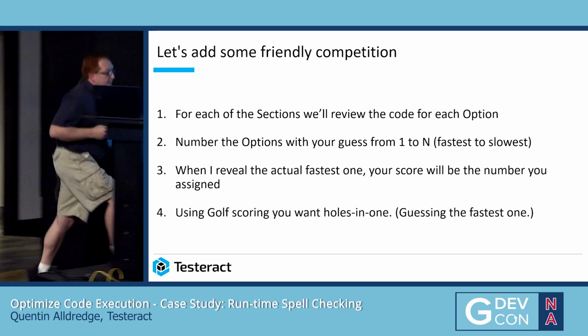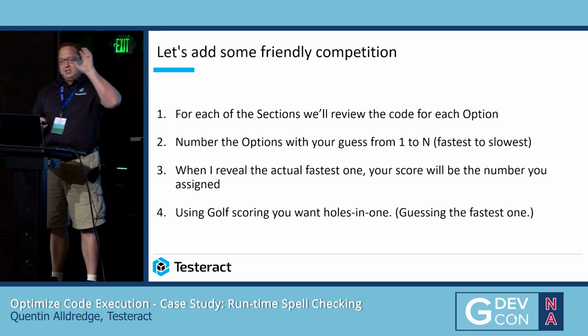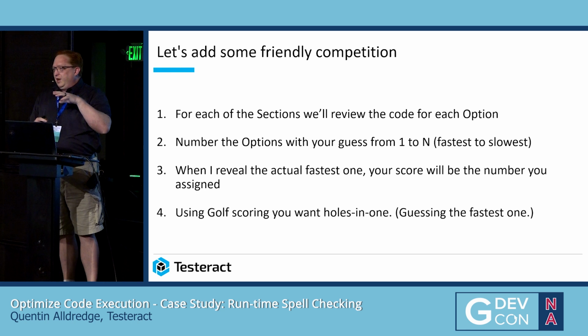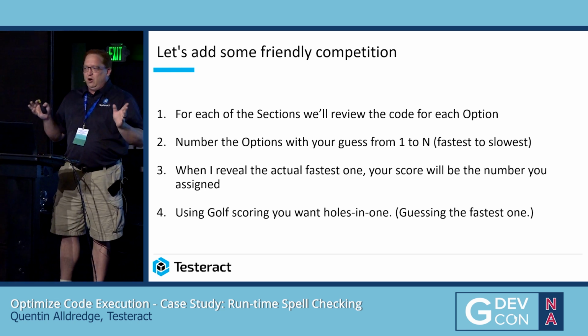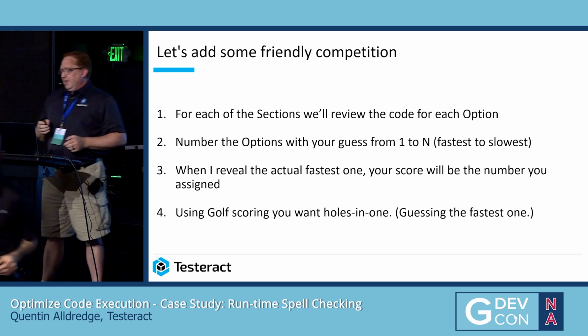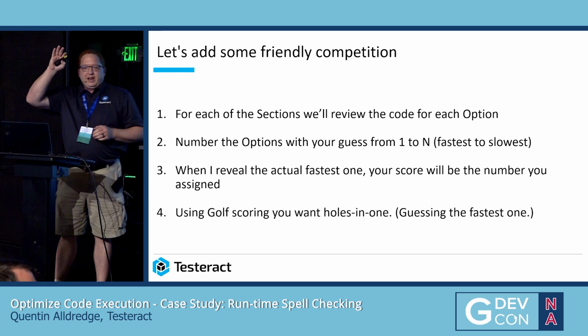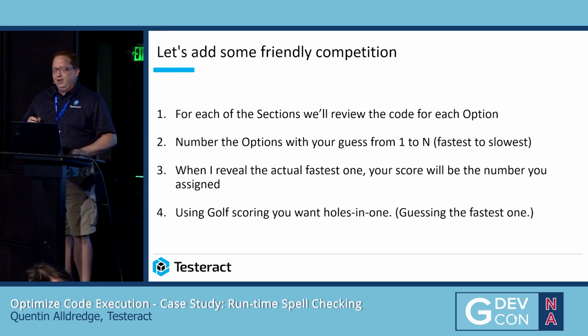So here's how the scoring is going to work. We're going to get scorecards handed out. Each section that I described earlier has anywhere from 3 to 8 different ways that I decided how to do it in LabVIEW. And I'm going to show you the code for each of these, and you're going to then rank it from 1 to however many options there are in that round.